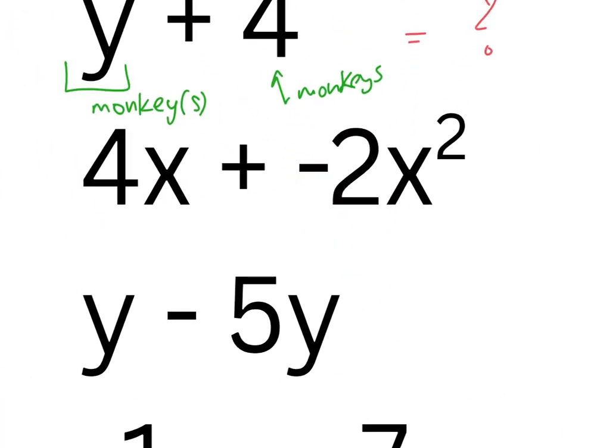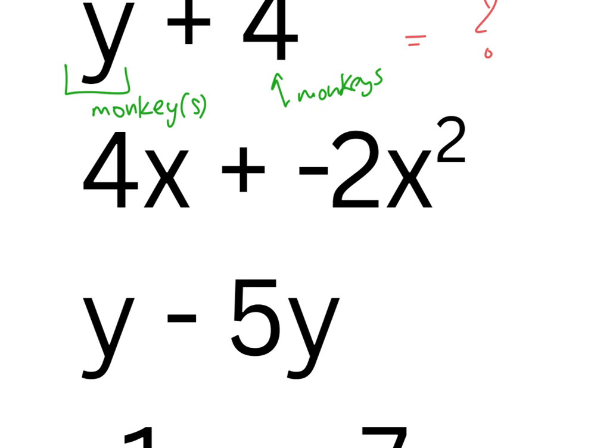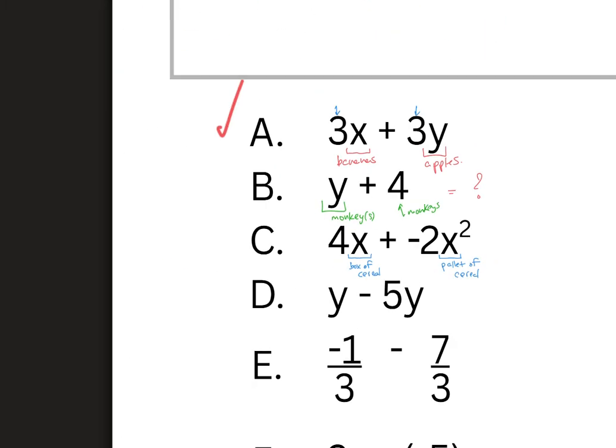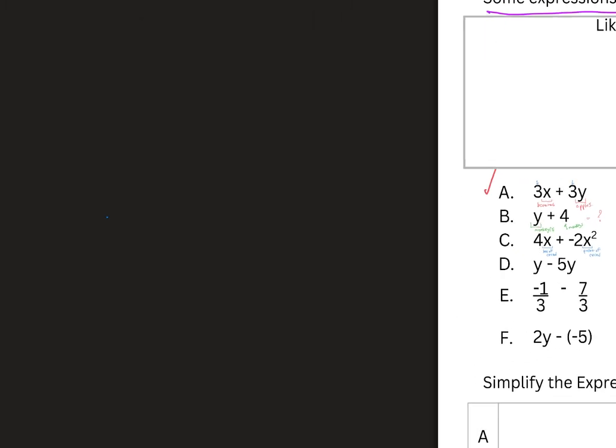C, 4x plus negative 2x squared. This is like saying I have a box of cereal, and this is like having x times x boxes of cereal. So to put it in real terms, this is no longer a box of cereal. This is a pallet of cereal. And if you're like, I don't know what the difference between a pallet and a box is, when you go to Walmart, you buy a box of cereal, right? And in the back, they have boxes of cereal.